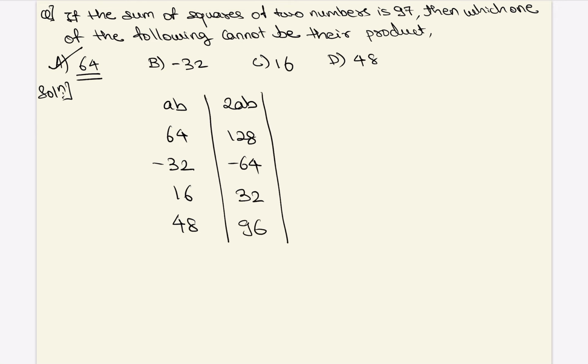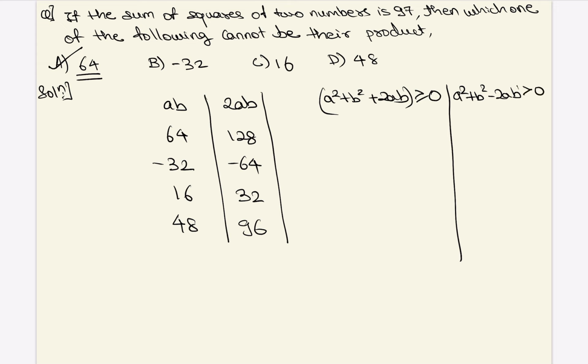Right? A square plus b square plus 2ab has to be greater than or equal to 0. We just saw this before. Also, a square plus b square minus 2ab also has to be greater than or equal to 0. These two conditions have to be satisfied, because the square function will never give us a negative value. We already know a square plus b square is 97. So 97 plus 128 is obviously greater than or equal to 0. It's strictly greater than 0. Fair enough. So this is okay.